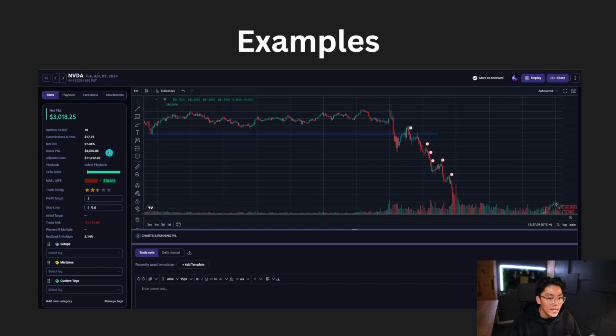But the main thing in this case is not how much I made, it's how much I risked. As you can see, on this day I only risked $1,400. So I risked $1,400 to make over $3,000. That is a 2-to-1 risk to reward ratio, right? Whenever you're trading, you want to always have a positive expectancy or at least a 2-to-1 risk to reward ratio.